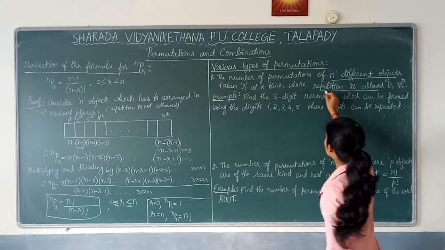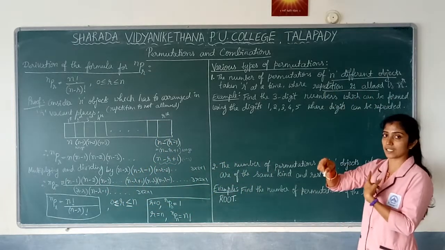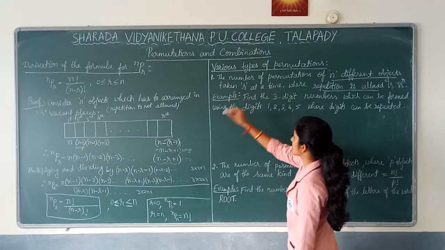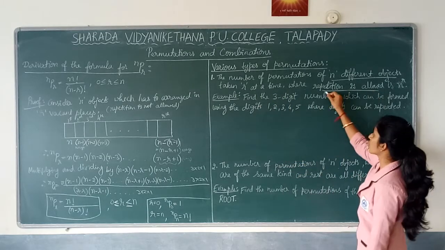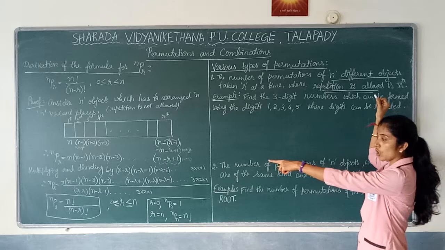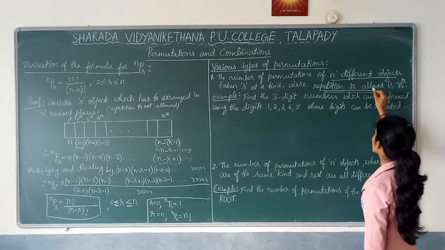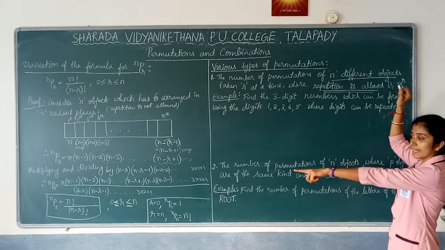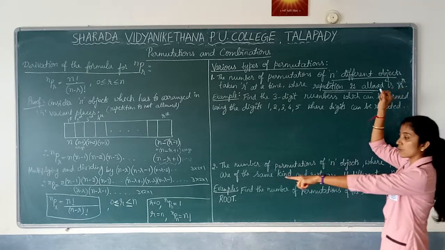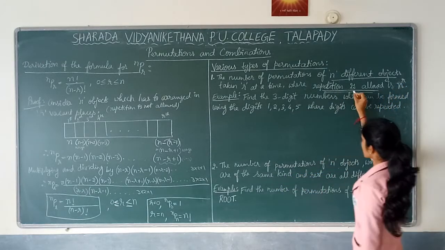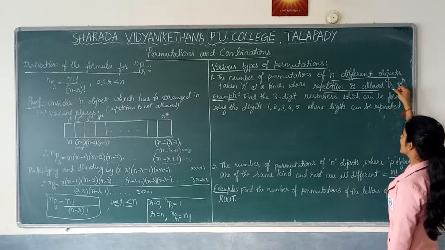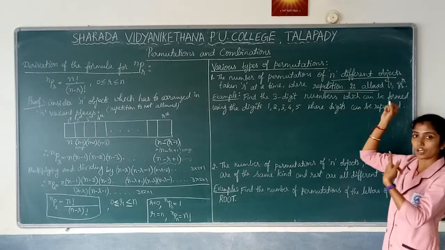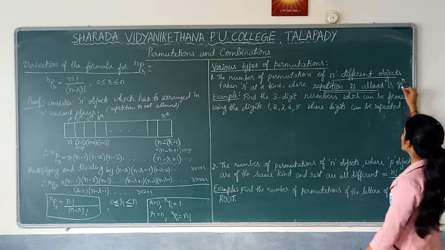But here repetition is allowed. Only that difference is there. Both are the same, but repetition of the objects there is not allowed, whereas here it is allowed. That is given by n power r. There we have the formula n factorial divided by n minus r whole factorial. If the repetition is allowed, then the formula for the number of permutations is equal to n power r.